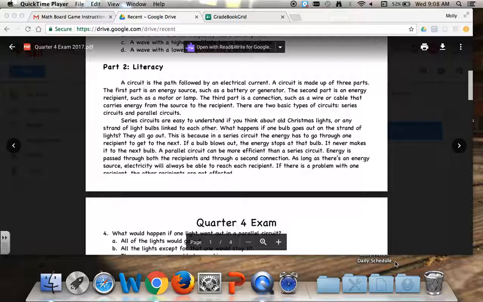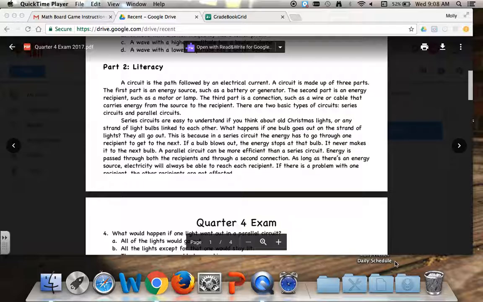Part 2. Literacy. A circuit is the path followed by an electrical current. A current is made up of 3 parts. The first part is an energy source, such as a battery or a generator. The second part is an energy recipient, such as a motor or a lamp. The third part is a connection, such as a wire or a cable that carries energy from the source to the recipient. There are 2 basic types of circuits: a series circuit and a parallel circuit.